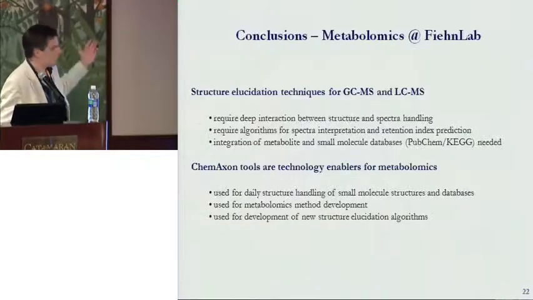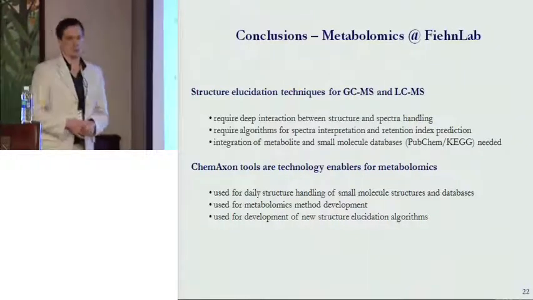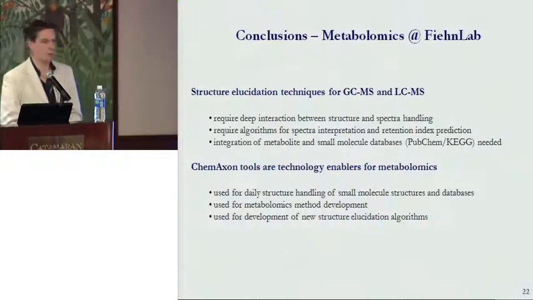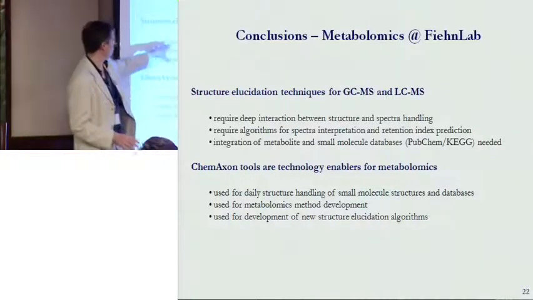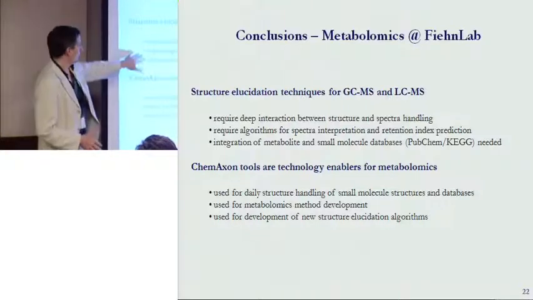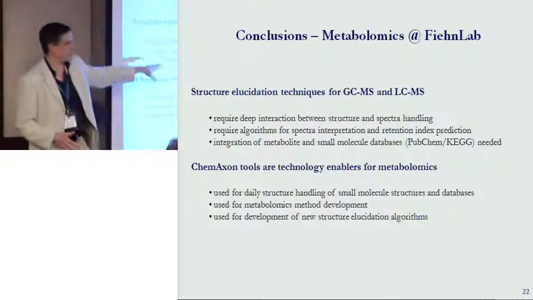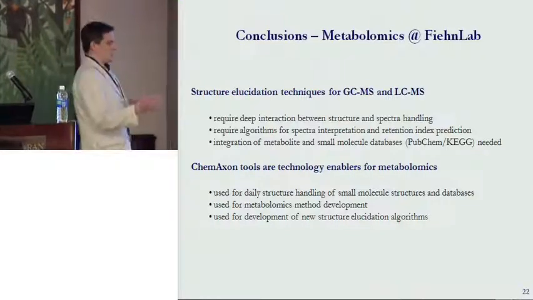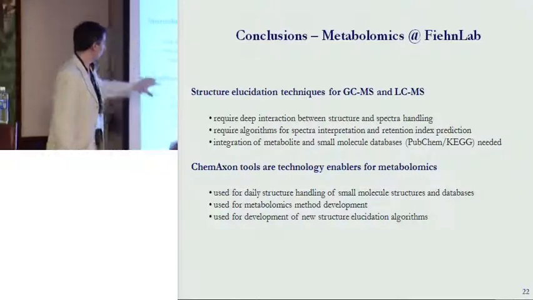And here I'm already at the end. So I showed you 6 or 7 concepts where we use the ChemAxon tools over a range of years. I think we have used them since 2004. Structural elucidation really requires a deep interaction between structure handling and spectral handling. And most important, those tools need to be integrated with publicly available small molecule databases like PubChem, ChemSpider, and KEGG. And people need to use those APIs to connect cheminformatics tools with those databases.